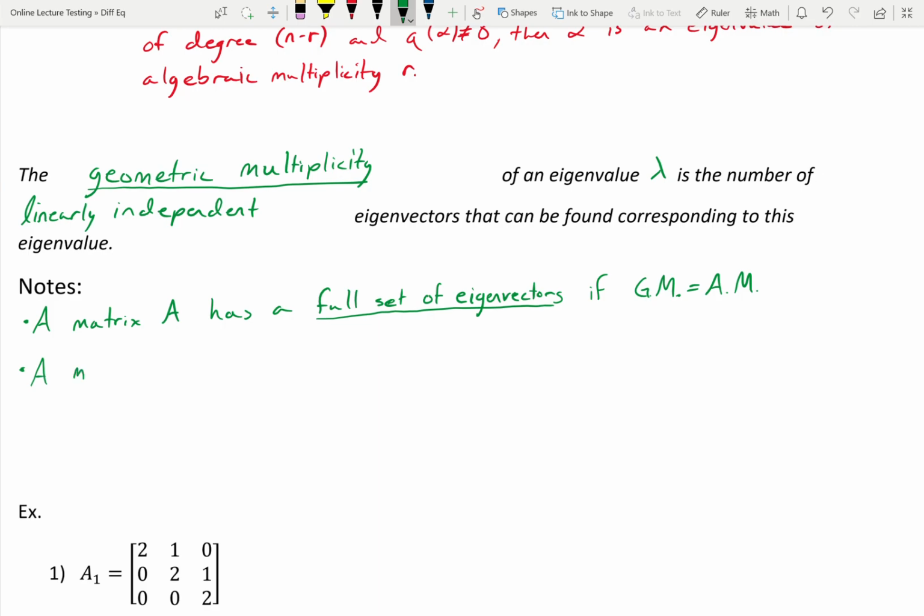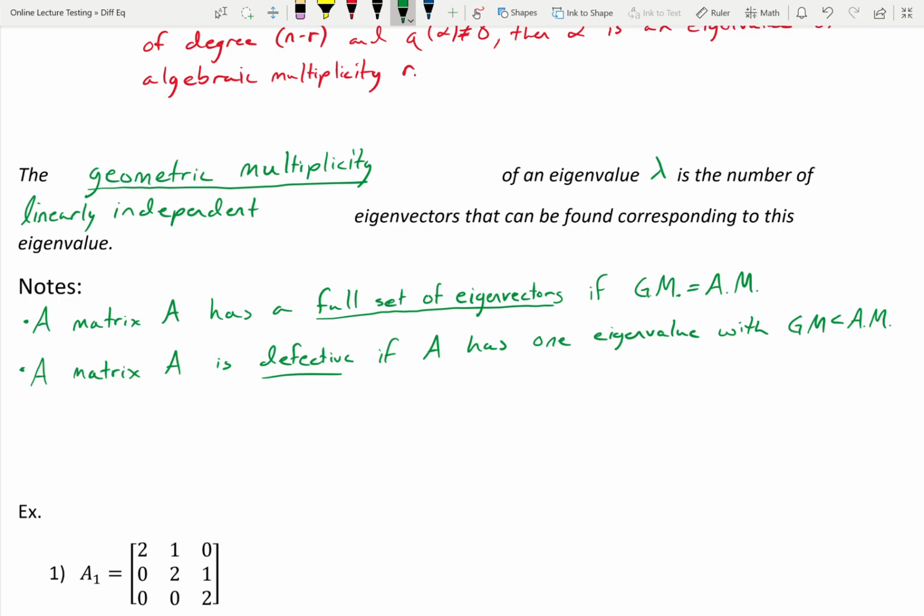A matrix A is defective if A has one eigenvalue with the geometric multiplicity less than the algebraic multiplicity.